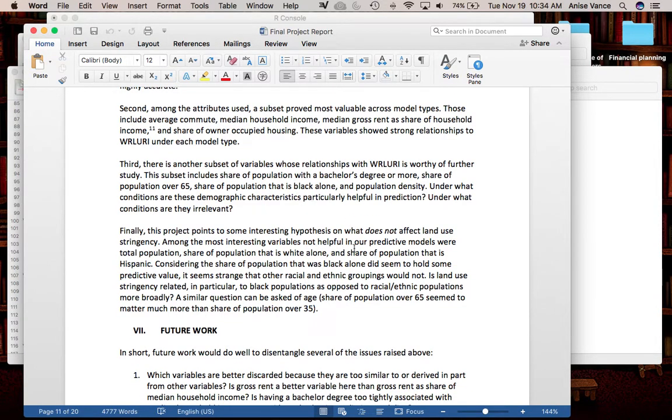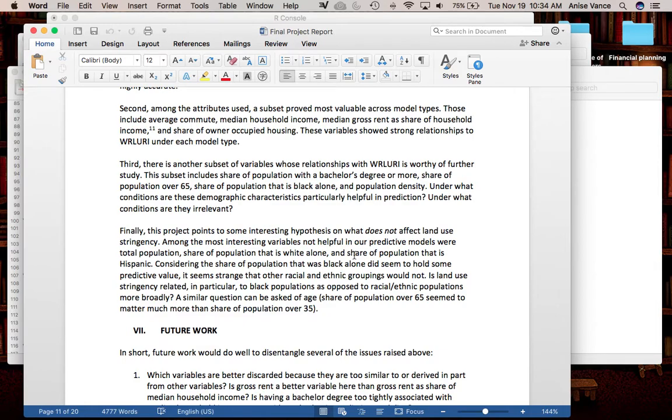And then there was another subset of variables that I think are worthy of further study: share of population with a bachelor's degree or more, share of population over 65, share of population that's black alone, and population density were helpful under certain conditions. And so the question is, what conditions would those be most helpful under, and what conditions would they be irrelevant?